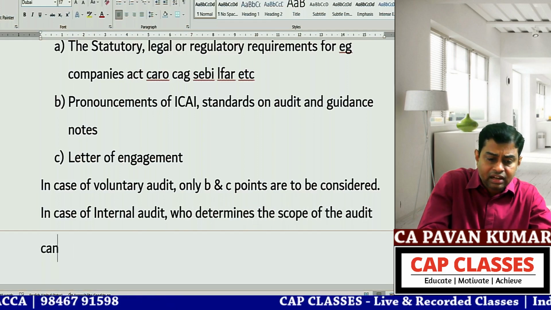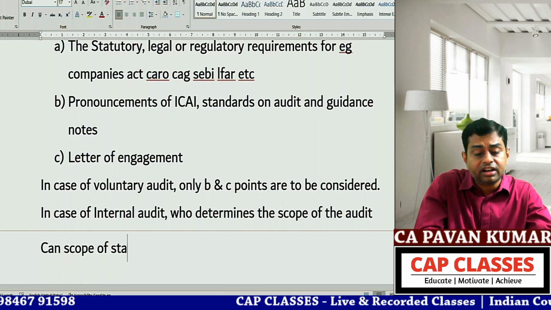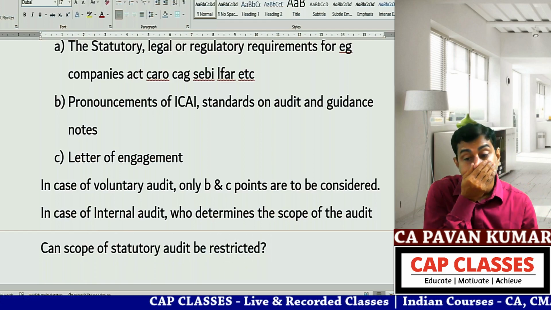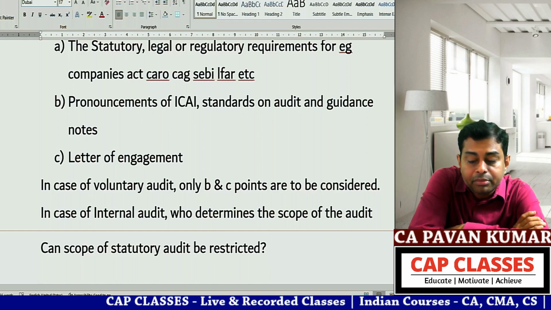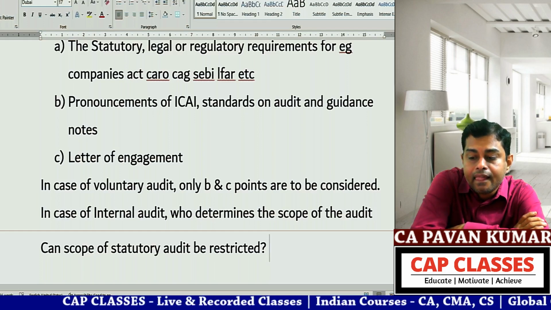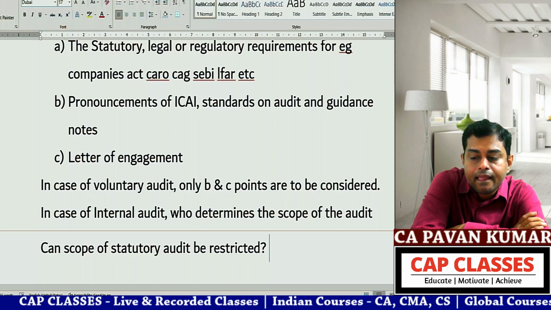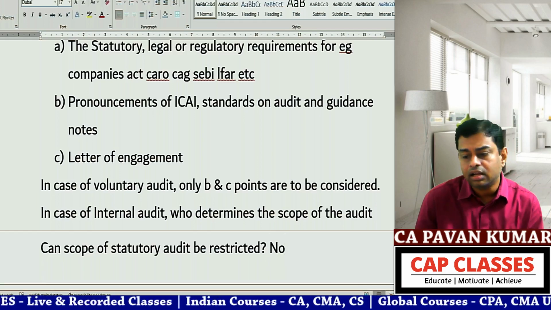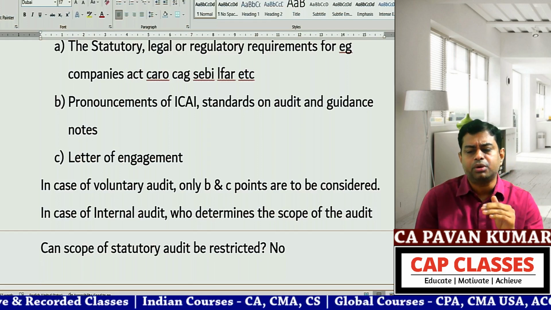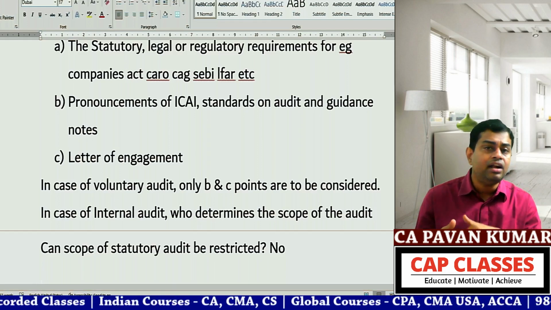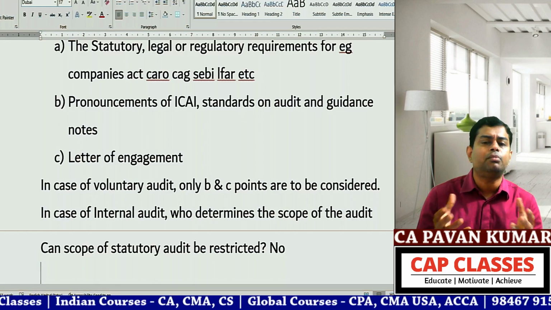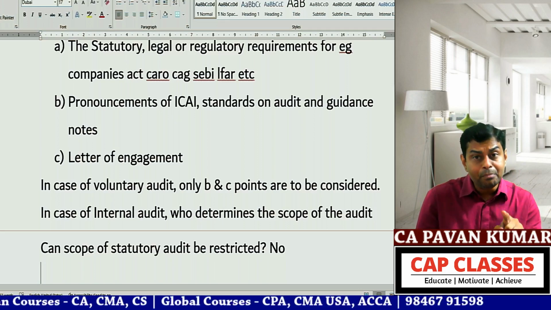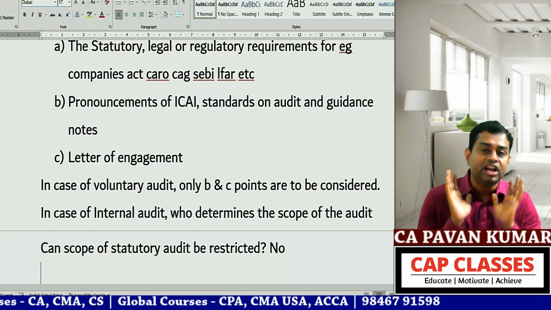So now tell me, can scope of statutory audit be restricted? No. Why? Newton versus Small Arms Birmingham Company Limited. That already you have studied in your CA intermediate. The scope of the statutory auditor is determined by the statute, and even a unanimous resolution passed by the entire body of the shareholders cannot restrict the scope of the statutory audit. Even shareholders, members with a unanimous resolution also cannot restrict because it is given in law.